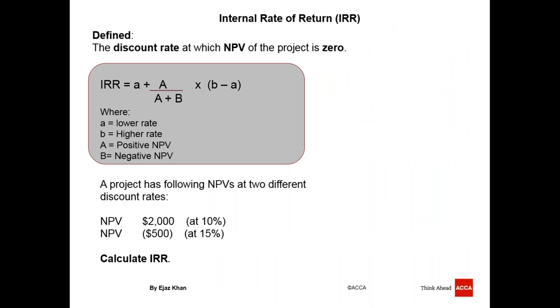Okay, let's move forward to our last topic of the day, that is the internal rate of return. For this particular part, I would like attention from your side. It's a bit technical. If you just look at this example, there's a project which has two different net present values at two different discount rates. So at a 10% discount rate, when we discounted this project at 10%, we got a positive NPV of 2,000.